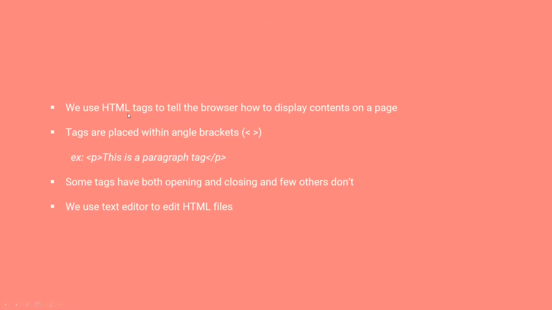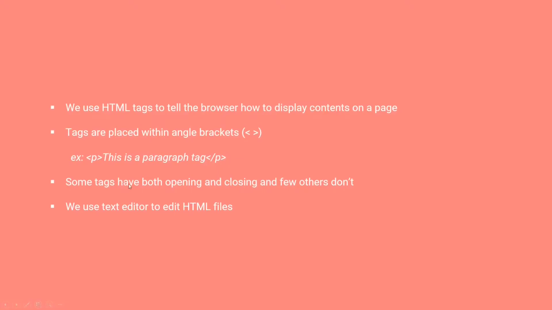We use HTML tags to tell a browser how to display content on a page. Tags are placed within angle brackets, as you can see here, an opening angle bracket and a closing angle bracket. For example, this is a paragraph tag. We have the opening angle bracket, the P, and the closing angle bracket, our content between, and then we close with an opening angle bracket, slash, the P, and then a closing angle bracket.